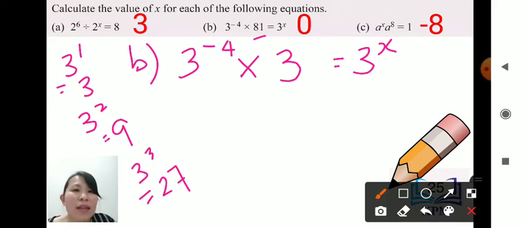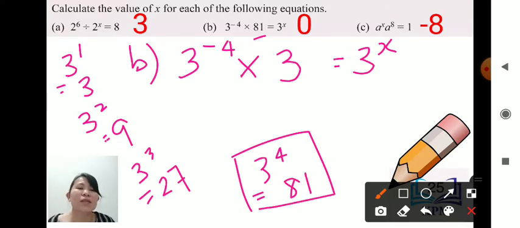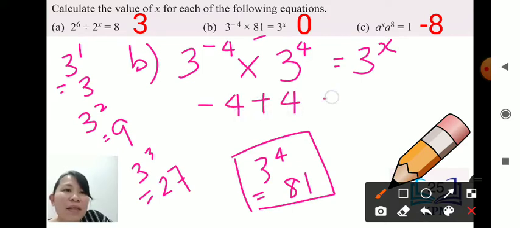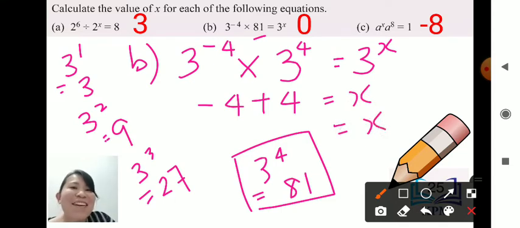Then we try another one. 3 to the power of 4 is 81. Ta-da! So this is what you want. Change it to 3 to the power of 4. Now you compare. To multiply, you add. So x is equal to negative 4 plus 4, so x is equal to 0. This is correct.